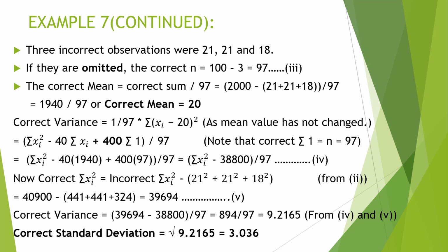Now to find the correct variance, it is 1 upon n, means 1 upon 97 into (39694 minus 38800). Why? Because this is from our equation 4 and equation 5 which we have just obtained. Correct? So putting these values, we get the correct variance as 9.2165. And the correct standard deviation is square root of that, which is 3.036.